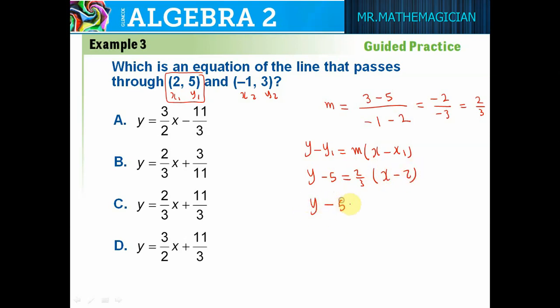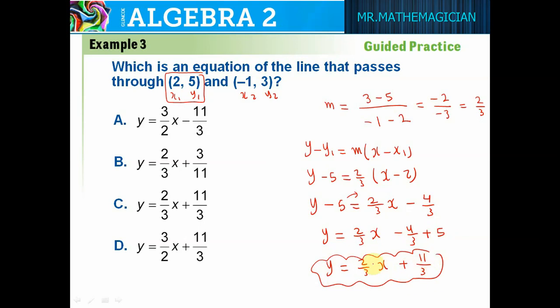So y minus 5 equals, distributing, 2 over 3x minus 4 over 3. Now take negative 5 to the other side, so y equals 2 over 3x minus 4 over 3 plus 5. So y equals 2 over 3x plus 11 over 3. So the accurate choice is, yes, it is C.